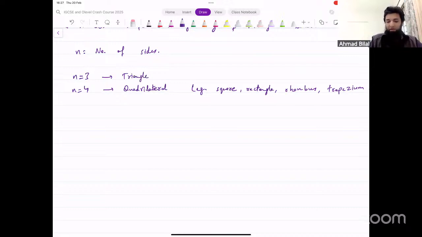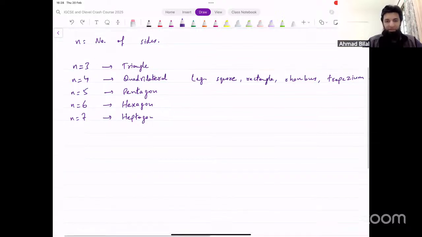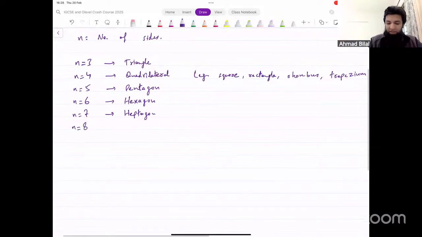Then you have a pentagon. When n is equal to 5, this figure, we call this a pentagon. Penta means 5. Gon, 5 sides, 5 angles. Okay, then if n is equal to 6, it's a hexagon. You need to know this name as well. Hexa refers to 6, and there are 6 sides in this. N equals 7, it's called a heptagon. Again, hepta means seven sides or seven angles. And then n equals 8.